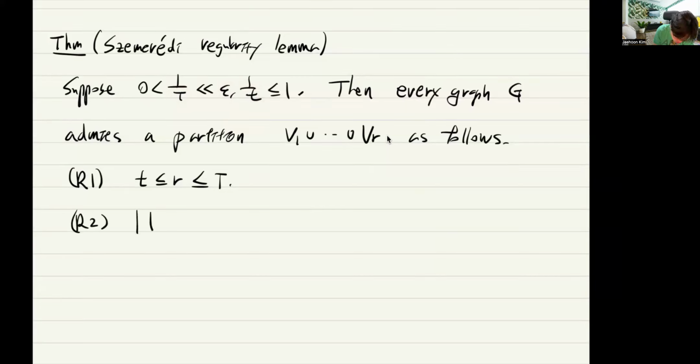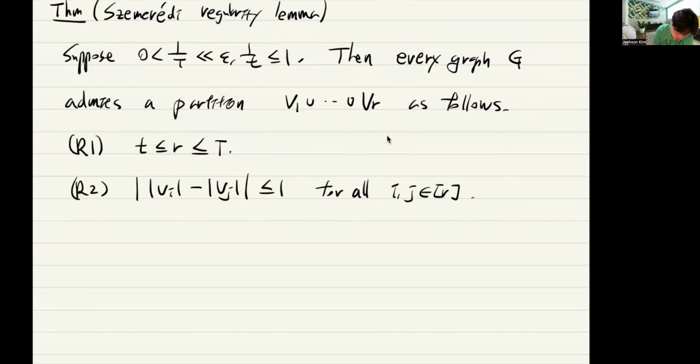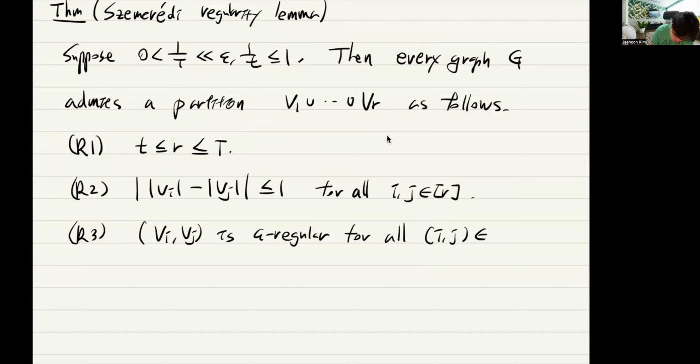And two is that this is an equitable partition, which means that the sizes of Bi and Bj differ by at most 1. So they are almost the same size. And Bi and Bj is epsilon regular. We don't know the density, but it's epsilon d regular for some non-negative d. This holds for all ij except at most epsilon times r squared pairs.